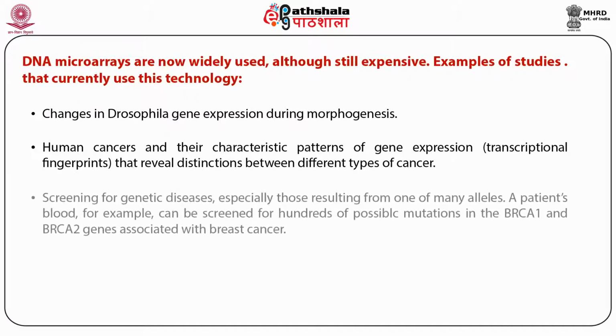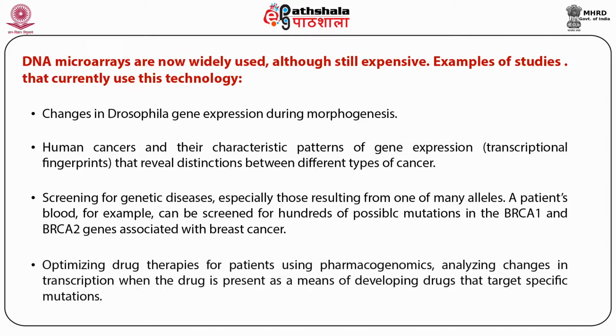It is also used for the screening of genetic diseases, especially those resulting from one of many alleles. A patient's blood, for example, can be screened for hundreds of possible mutations in the BRCA1 or BRCA2 genes associated with breast cancer. It is also used for optimizing drug therapies for patients using pharmacogenomics, analyzing changes in transcription when the drug is present, as a means of developing drugs and targeting specific mutations.